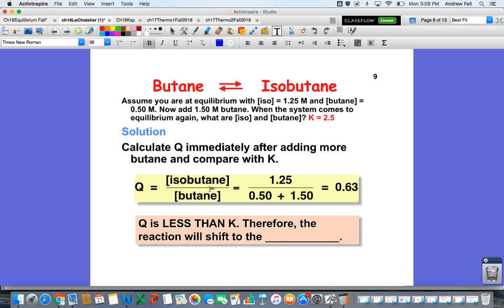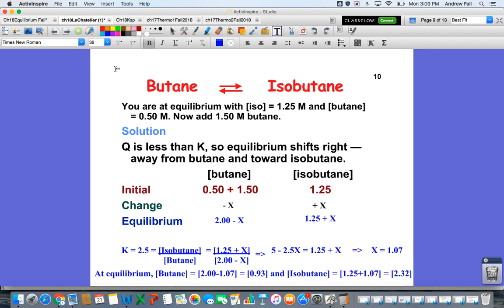So some of your butane is going to convert itself to isobutane. And we're going to take a look at what that looks like mathematically. So what we can do is set up a RICE table. This should say reaction here, where you have the initial concentrations, you have the change that's going to go on, and you have your equilibrium concentration.